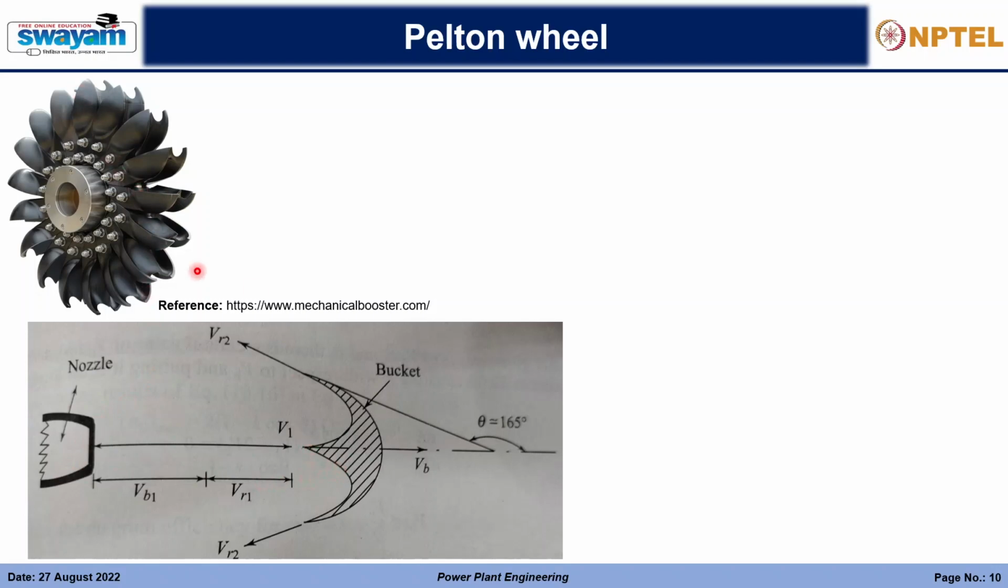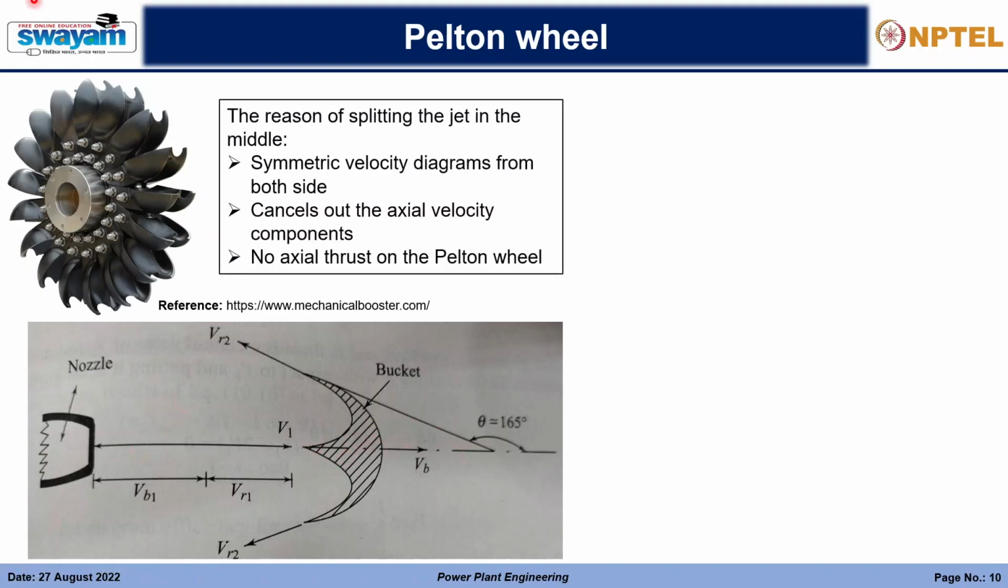And so these are the blades that you can see, and the blades have this particular shape you can see here. There is a section which is dividing the two sides. There is a particular reason behind why it is being divided. Basically it splits the jet. The jet directly impinges upon the center, and it splits the jet in both directions.